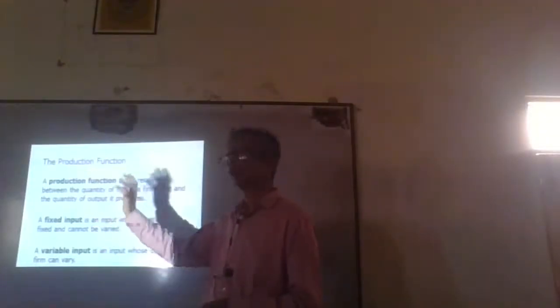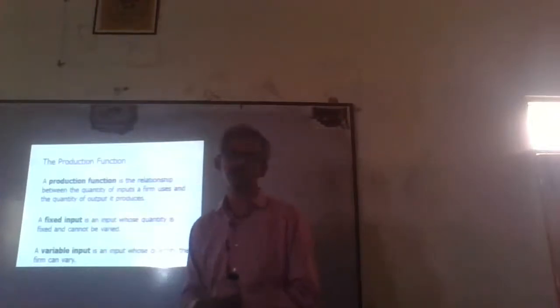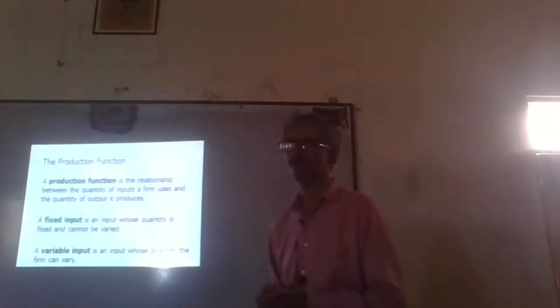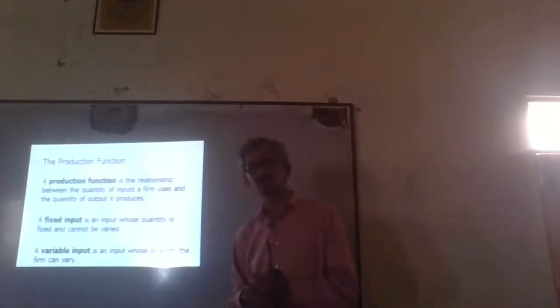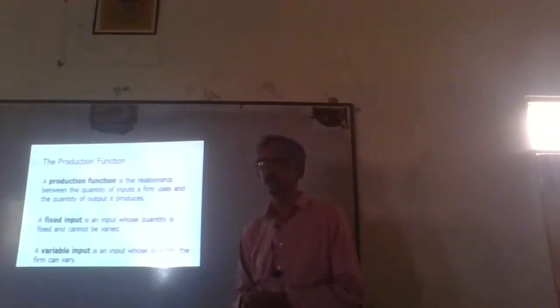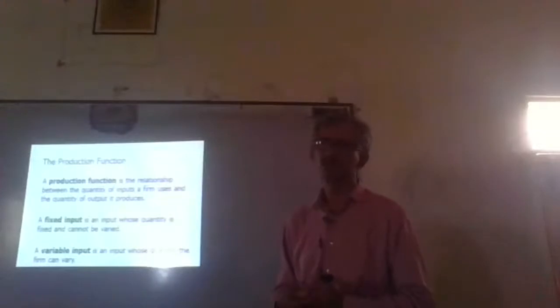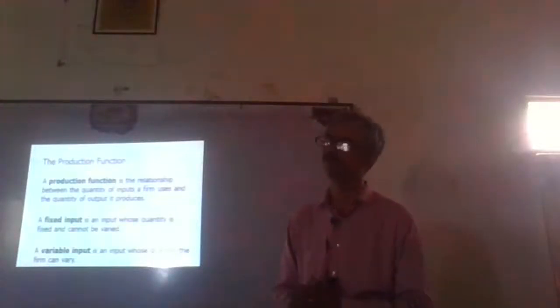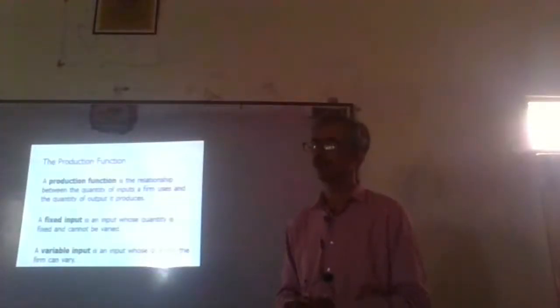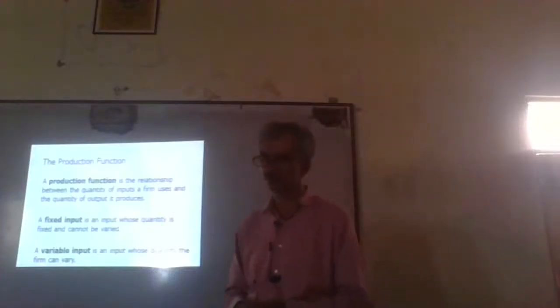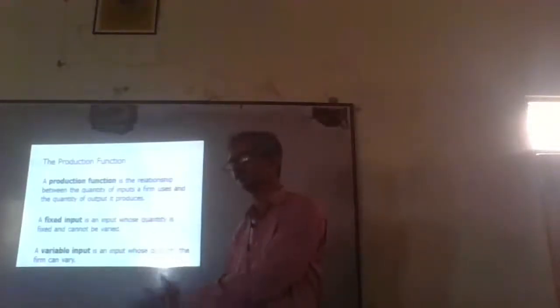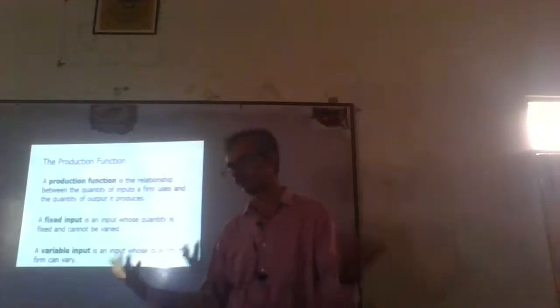There are different types of inputs used in production, but to produce anything we use two major types of inputs. One is the fixed input, which cannot be varied. Let me repeat it: a fixed input is an input whose quantity does not change with the change in output, just like the building.